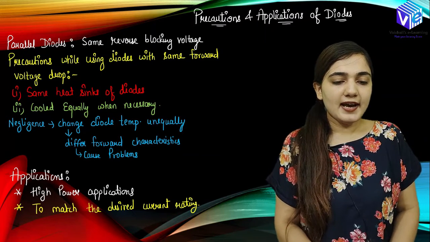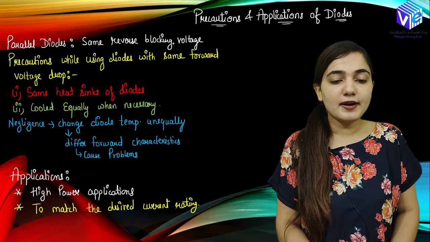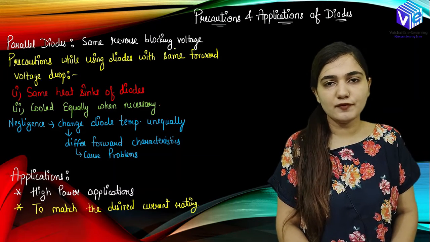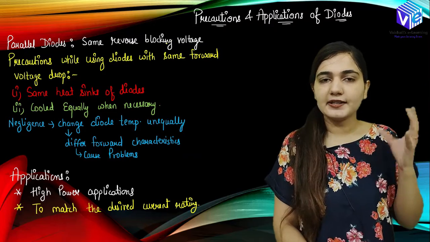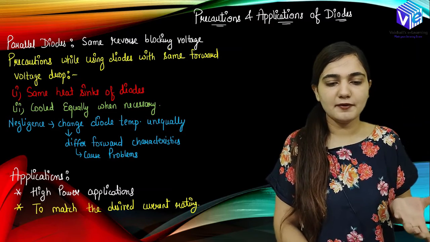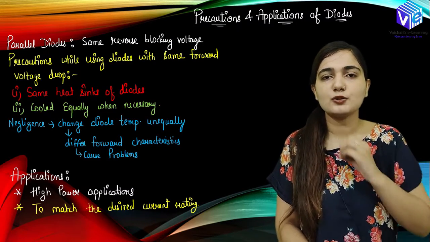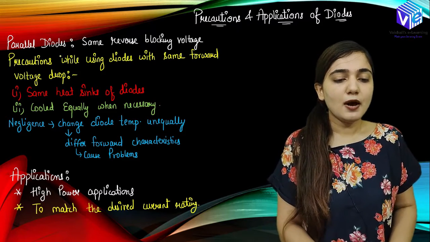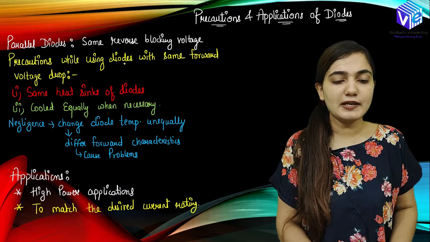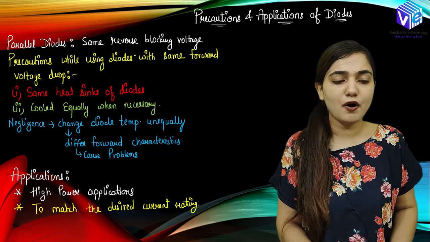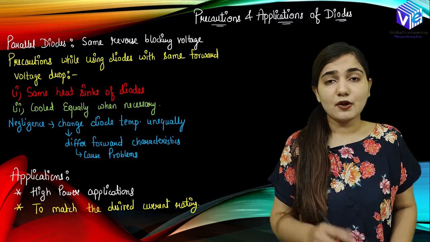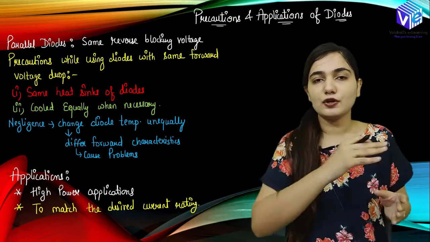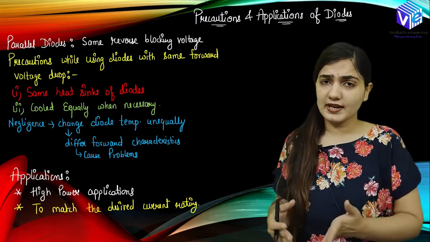Now the parallel diodes will have the same reverse blocking voltage. The reverse blocking voltage is not a problem over here, because the diodes are connected in parallel. They will have the same reverse blocking voltage. All of the components which are connected in parallel will have the same voltage. Now we have to take some precaution while using diodes with the same forward voltage drop, because here we are using diodes with the same voltage drop in the forward direction as well.